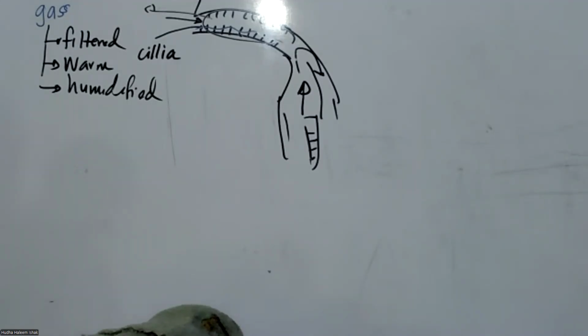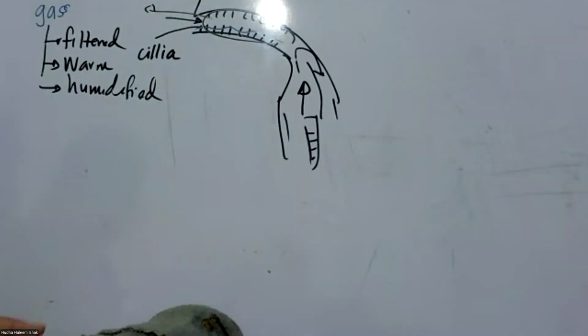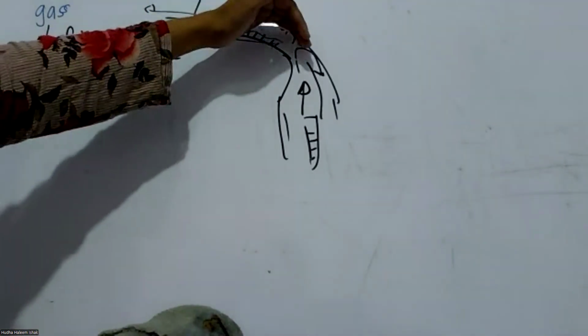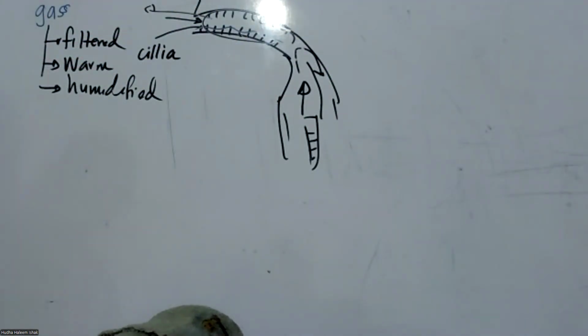Whenever food enters the glottis, what is happening? The opening of the glottis, the door of the glottis, is covered by the epiglottis. The epiglottis will close the glottis, and then all the food will be swept into the esophagus. It won't allow the food to enter the respiratory system.